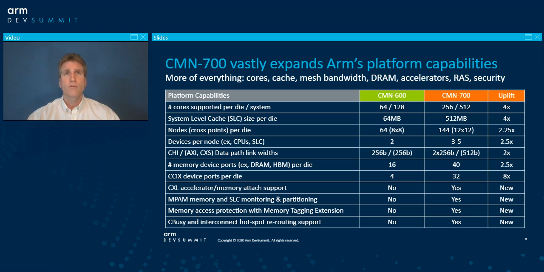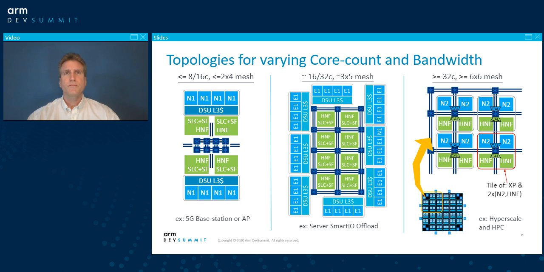And we've added new features like the CXL acceleration port, that MPAM that I just talked about earlier, and also memory access protection via memory tagging extensions. And the CBusy, which I talked about, the method for feedback. We also added some hotspot rerouting for, say, if there's congestion points in the mesh where you want to get around to avoid the usual routing capabilities.